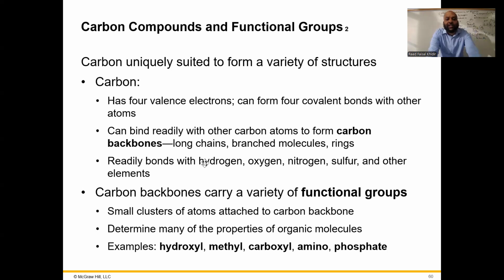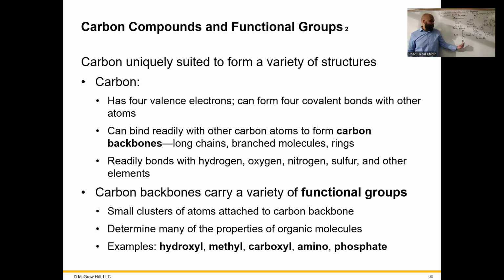It can bind readily with other carbon atoms to form carbon backbones. These are long chains, branched molecules, and rings. It readily bonds with hydrogen, oxygen, nitrogen, sulfur, and other elements. So the carbon backbones carry a variety of functional groups. These are what you call hydroxyl, methyl, carboxyl, amino, phosphate. These are the functional groups. These are the R.